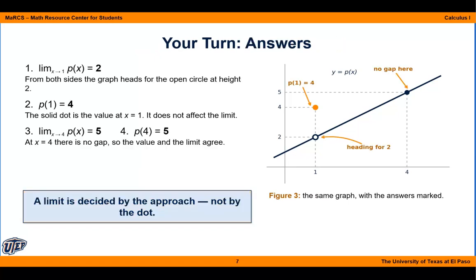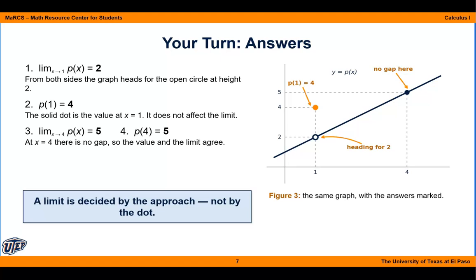Let's check your answers. As x approaches 1 from either direction, the graph approaches the open circle at a height of 2. Therefore, the limit as x approaches 1 is 2. However, the actual function value at 1 is determined by the solid dot. The solid dot is at a height of 4, so p of 1 is 4. The solid dot does not affect the limit because the limit is determined by the surrounding behavior.